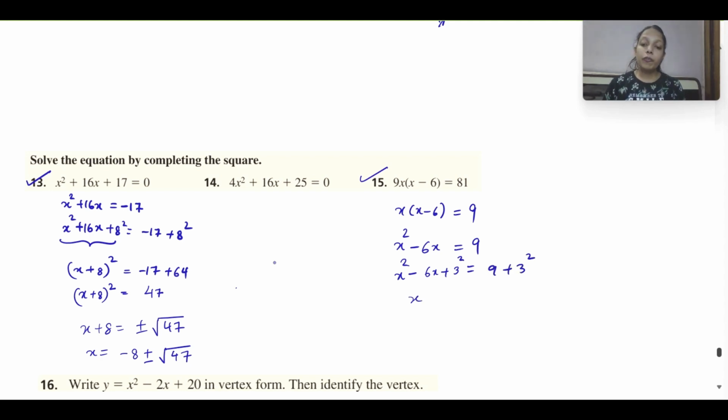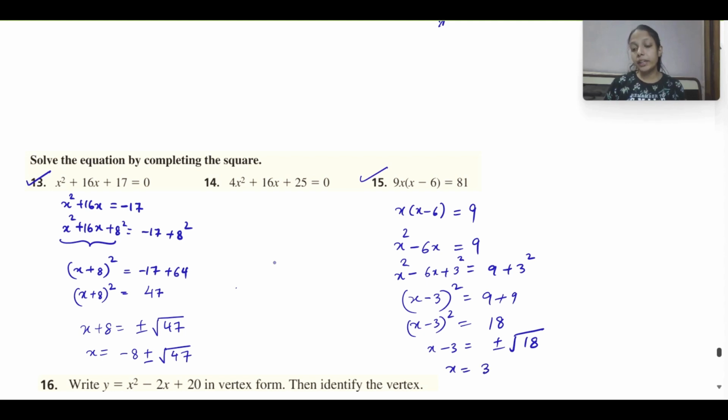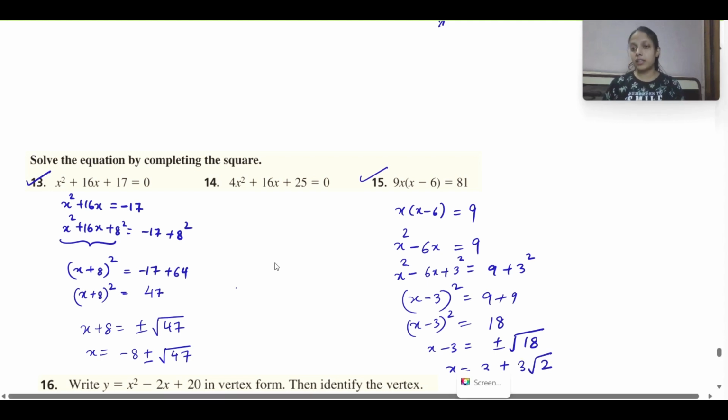It is the formula of x minus 3 whole square, and this is 9 plus 9. 9 plus 9 is 18. x minus 3 whole square. Take the square root on both sides. Plus minus square root of 18. x equals 3 plus minus square root of 18. I can write square root of 18 as 9 into 2, and the square root of 9 is 3. So 3 plus minus 3 square root 2 is the answer.